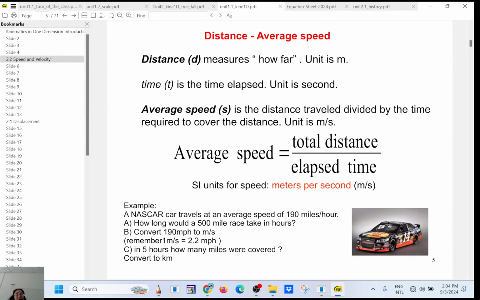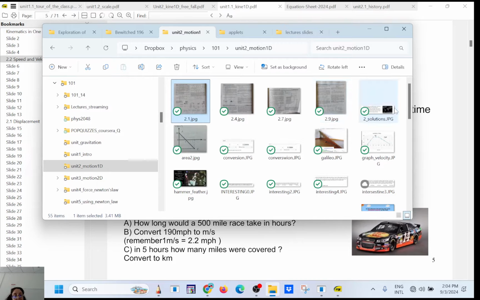Okay, and last time we talked about the average speed. Speed has a magnitude and a unit. It's a scalar. The definition is very simple. It is the distance covered divided by the elapsed time. You have to be careful with the units, right? So here, meters per second. That means the distance has to be in meters and the time has to be in seconds. Is that clear? So I have a video just for fun.